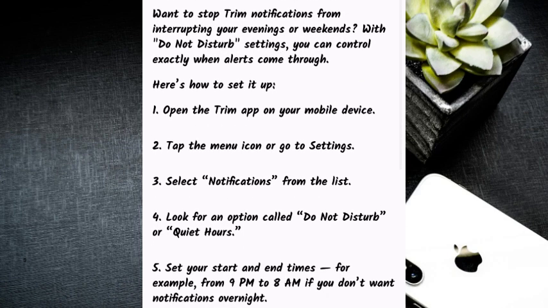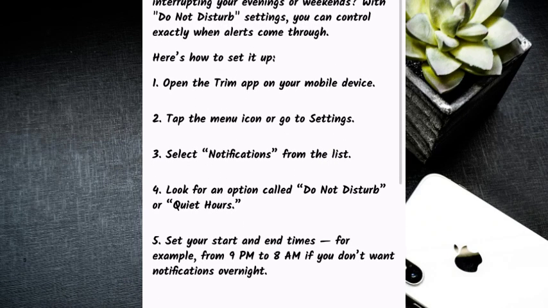First, open the Trim app on your mobile device, and then you're going to tap the menu icon, or you could just go to settings. There you're going to select notifications from the list, and then look for an option called do not disturb, or it could be called quiet hours. Set your start and end time, for example from 9 p.m. to 8 a.m. if you don't want notifications overnight.